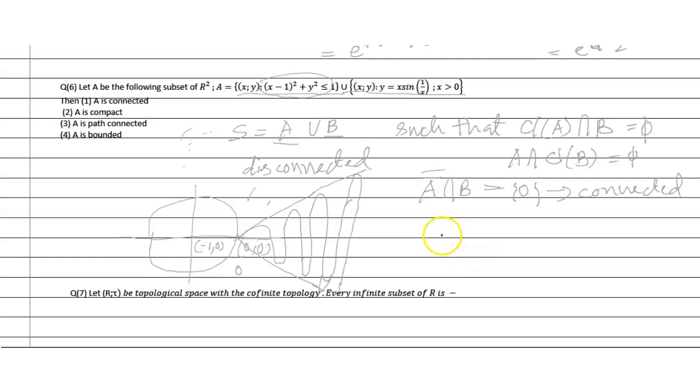The limit as x tends to 0 of f(x) is equal to 0. So friends, whatever you see, it is path connected, continuous.